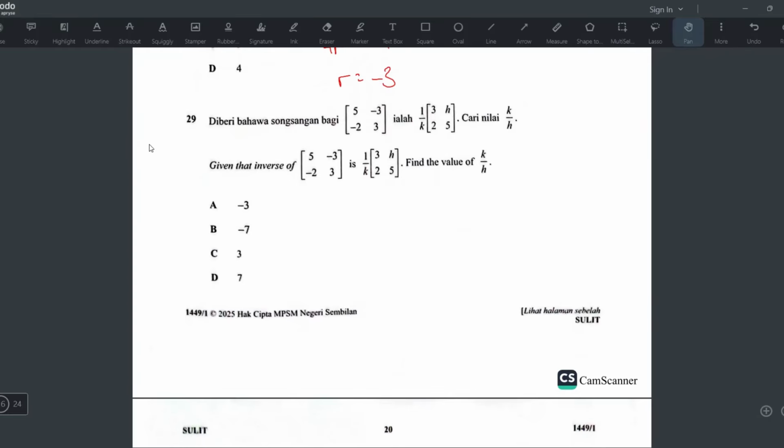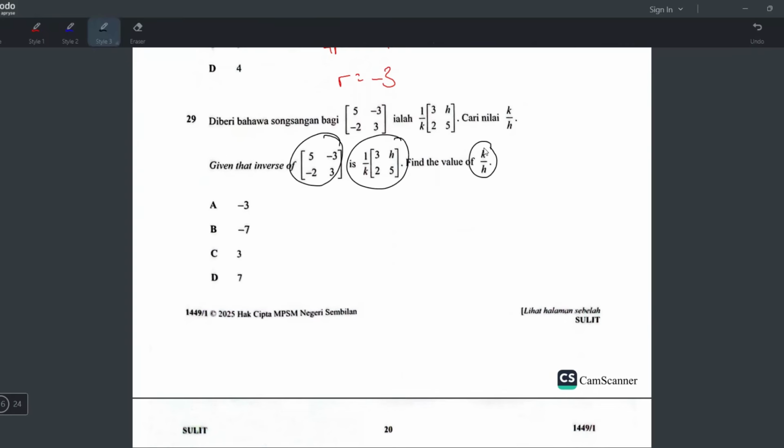Okay, moving on. 29. Given that the inverse of this equals to this, find the value of K over H. Like that. So I'm just going to find the inverse and then compare my answer with this. Yeah, because once I find the inverse, I compare, I can know the K and H values, right?